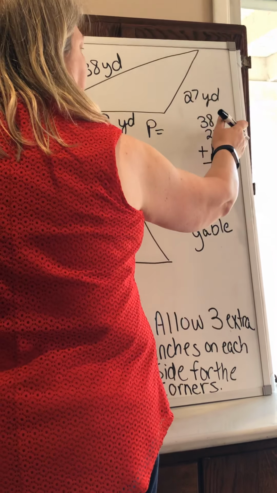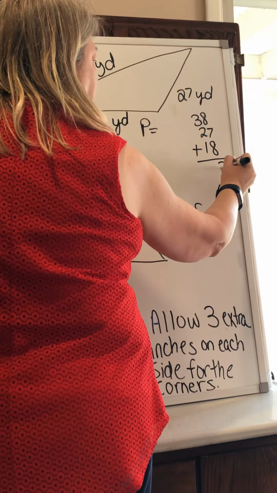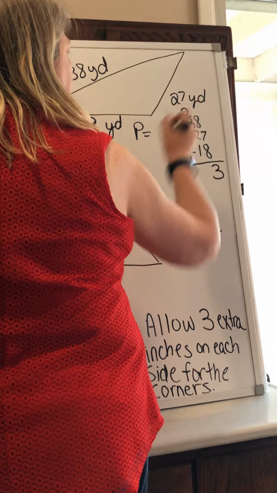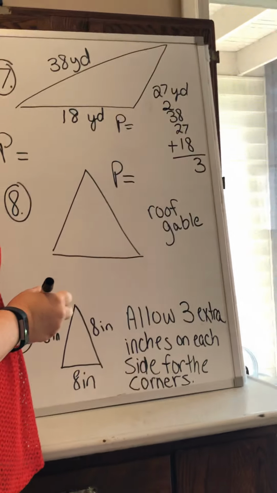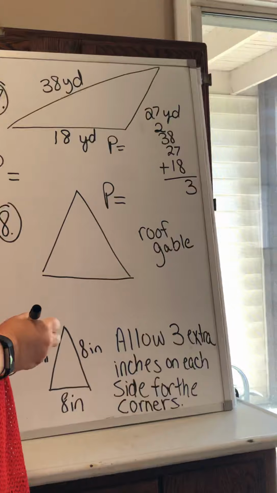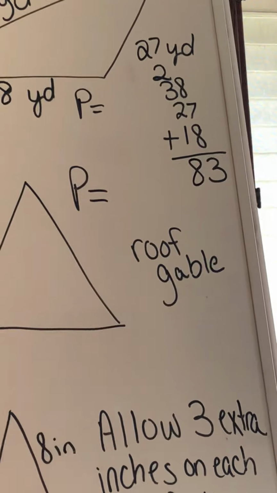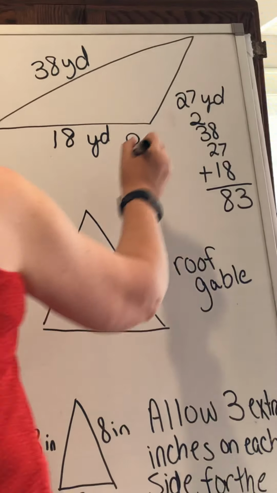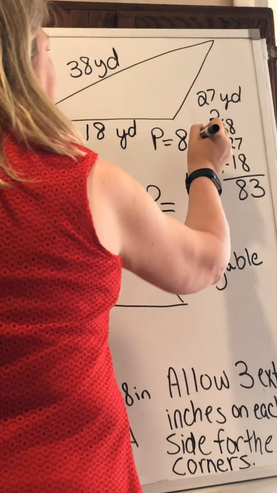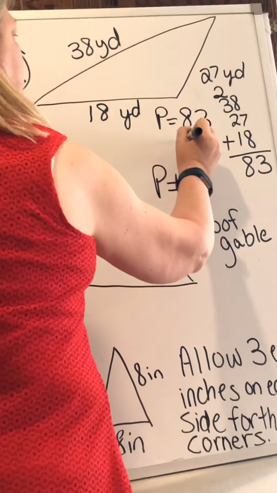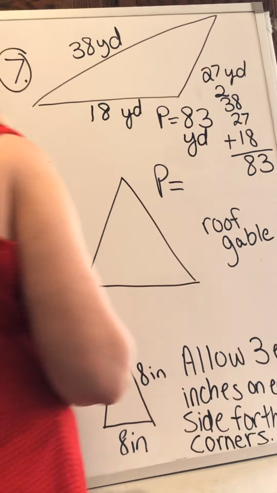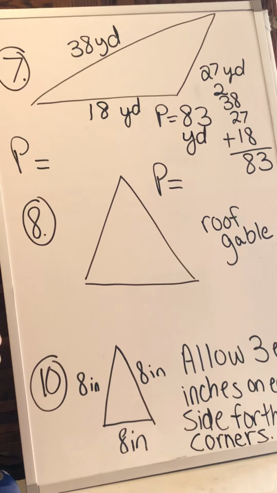Well, 8 plus 7 plus 8 is 23, so carry your 2. And that should add up to 8. Okay, so it looks like you got 83 what? 83 yards is how much number 7 would be.